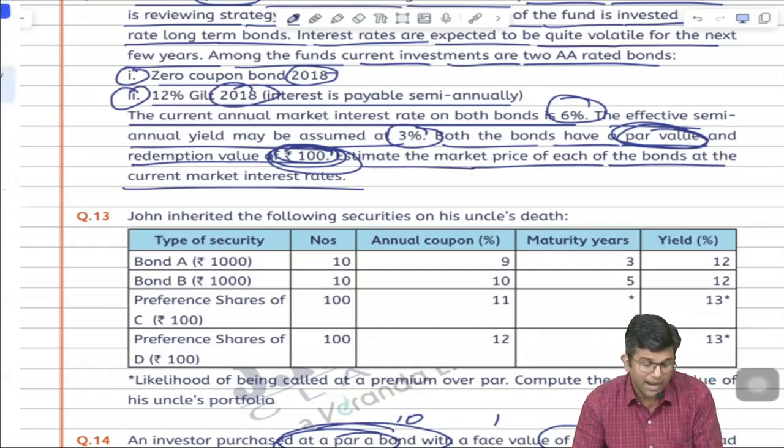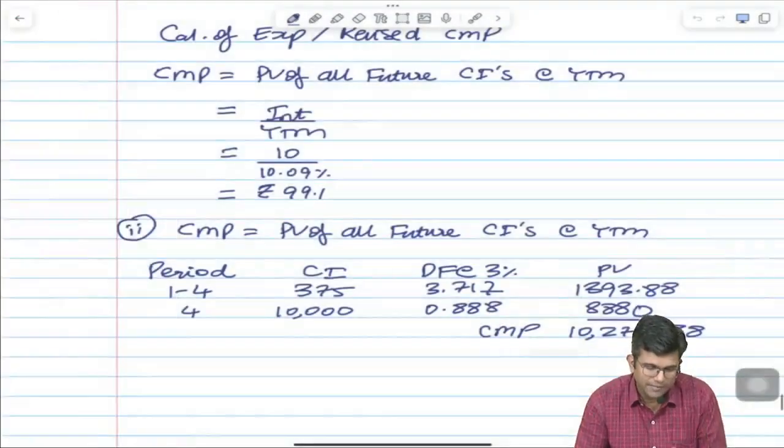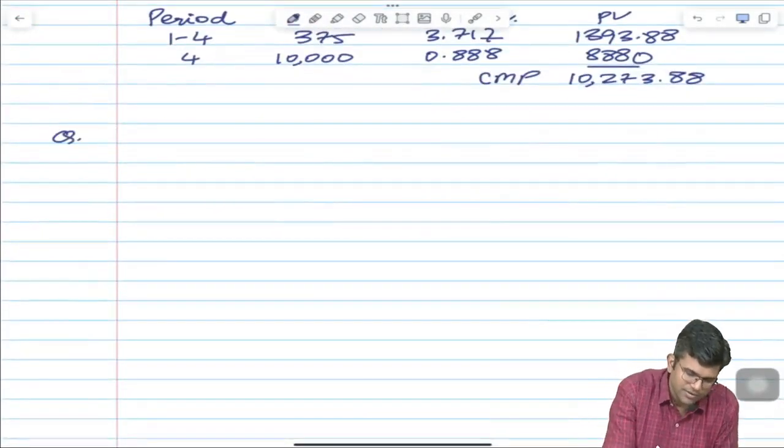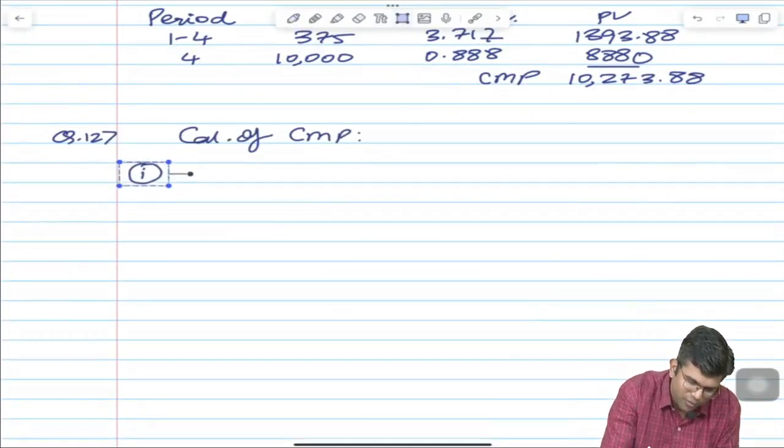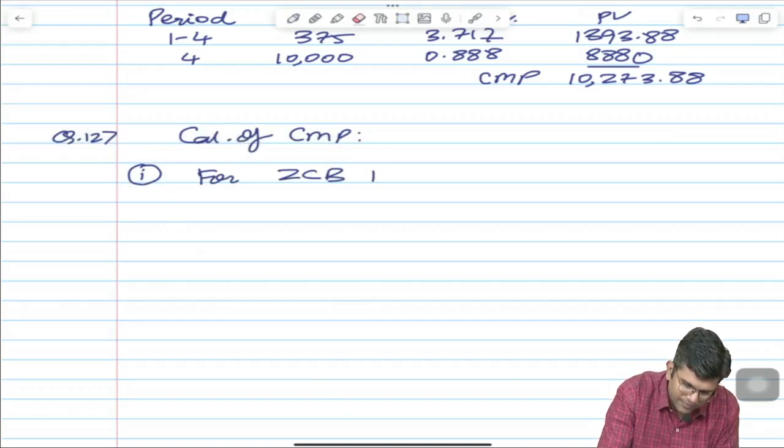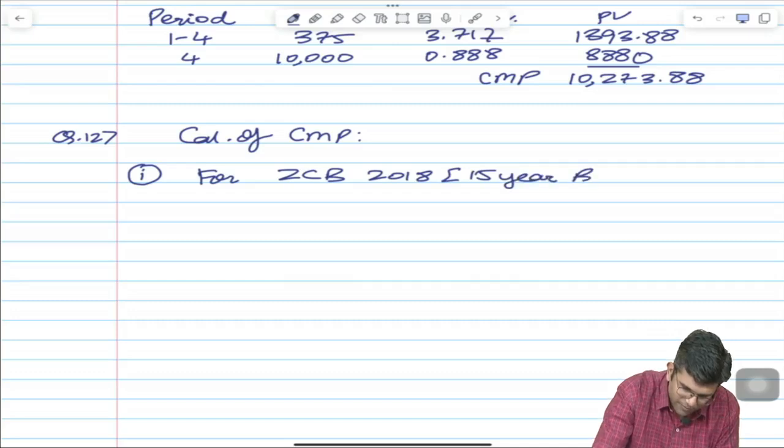Okay, I will first of all do for ZCB. Question number 12. Point number 1. I'll say calculation of current market price. And in that point number 1, for zero coupon bond 2018, 15-year bond.